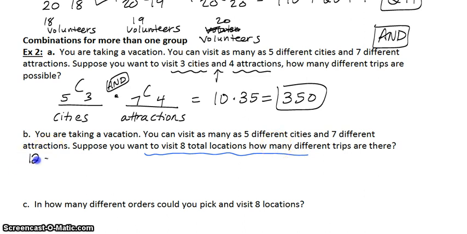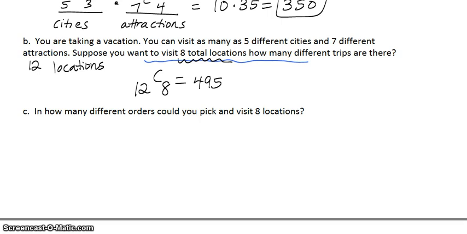So there's 12 total locations if I think about 5 cities and 7 attractions. I want to visit 8 of them. And it doesn't say anything about arranging or order or anything, so that's how I know it's a combination. So I have 12 places to visit. I'm selecting 8. 12 combination 8 is 495.